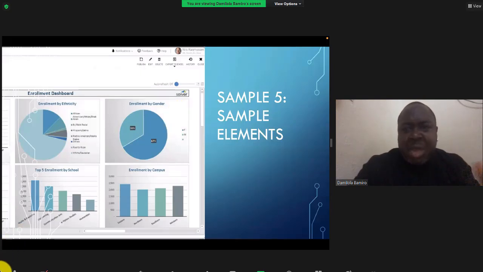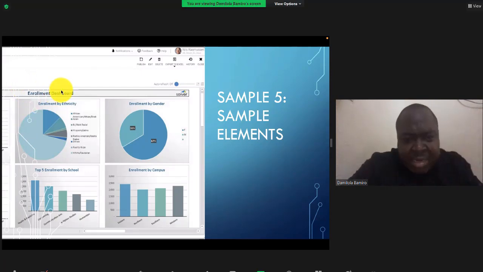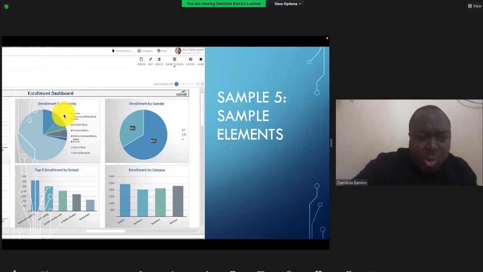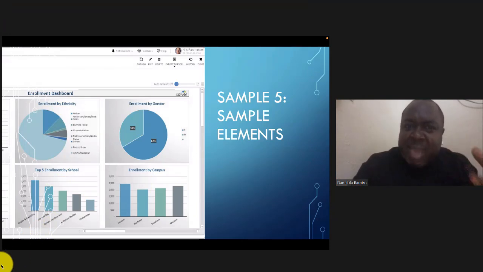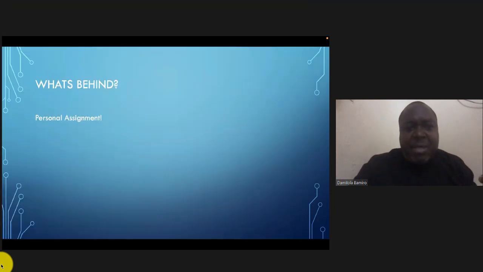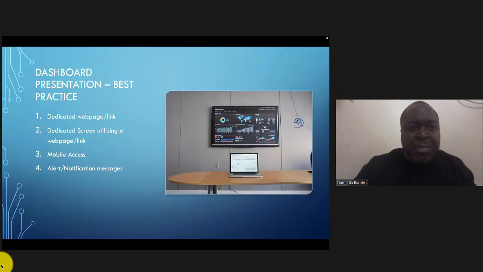Again, this sample here, sorry, it's not showing too well, is the enrollment dashboard. Again, by gender, by campus, by school, faculty, all of that. I think by now you begin to understand that it's the data. Where are you going to get the data from? So I can give you a personal assignment and say, for this one, where do you think the data is coming from? Where are the data elements? What must be in place for these data to appear on this dashboard?